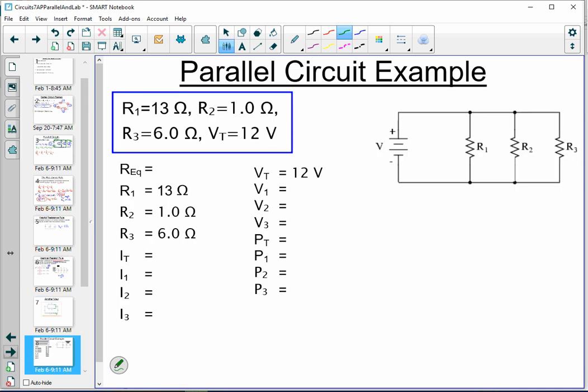All right, that brings us to a complete example. We have a circuit drawn off to the right. It is simply 3 resistors placed in parallel with a battery. And the knowns for the problem are over here on the left, highlighted in blue. Resistor 1 is 13 ohms. Resistor 2 is 1 ohm. And resistor 3 is 6 ohms.